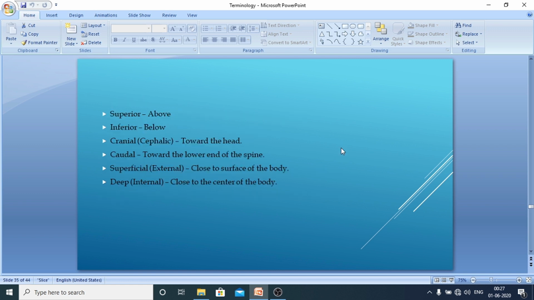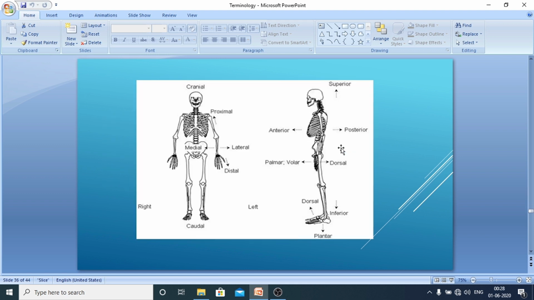Superior means above. Inferior means below. Cranial, towards the head. Caudal, towards the lower end of the spine. Superficial, close to the surface of the body. Deep, close to the center of the body. Here I have given one diagram which will be very helpful to understand the anatomic directions.